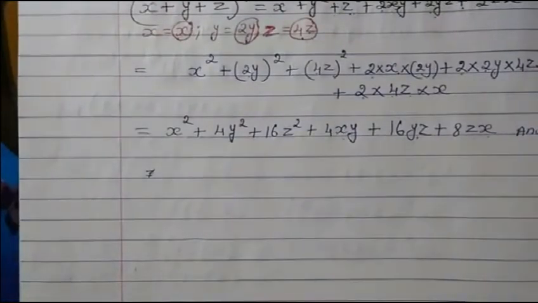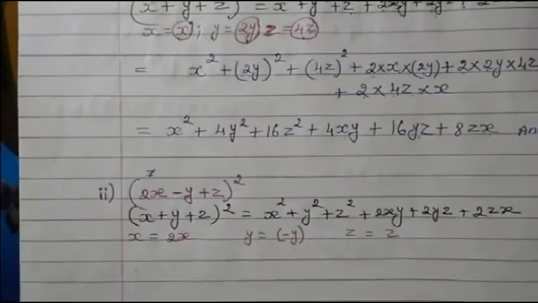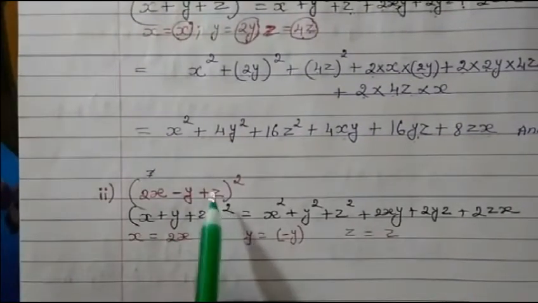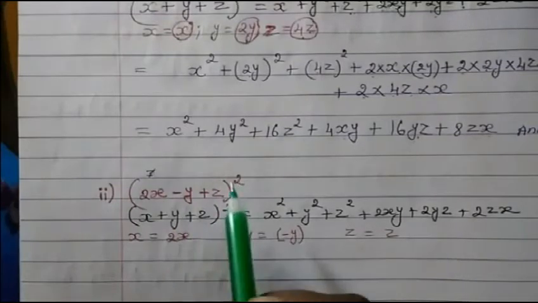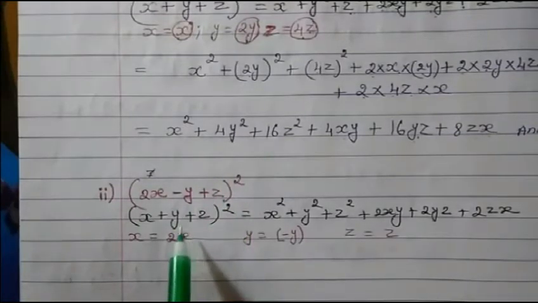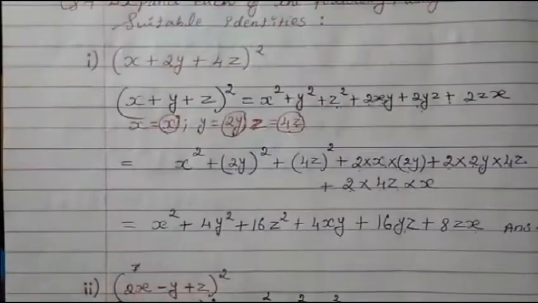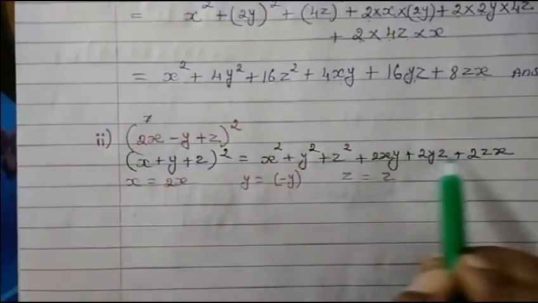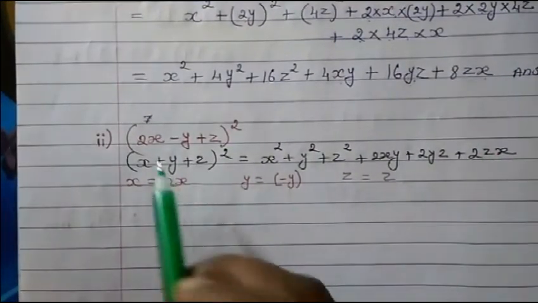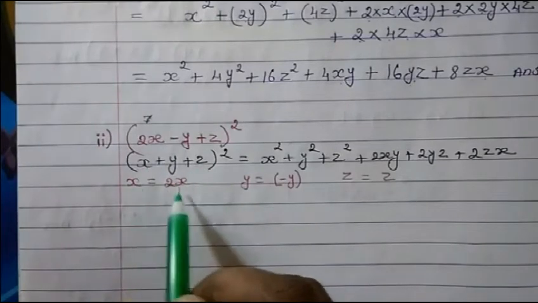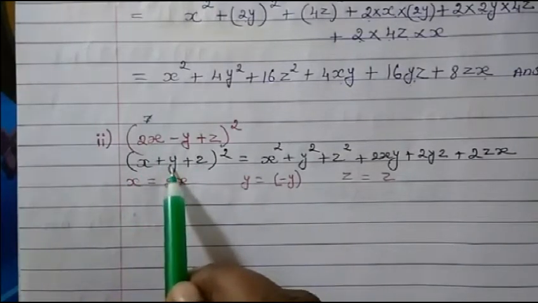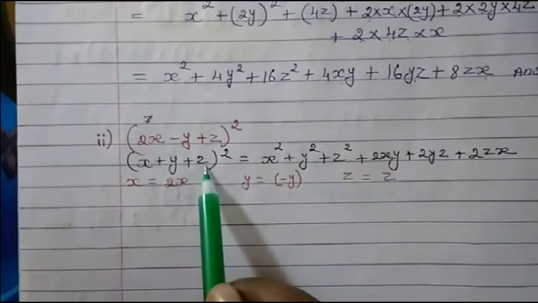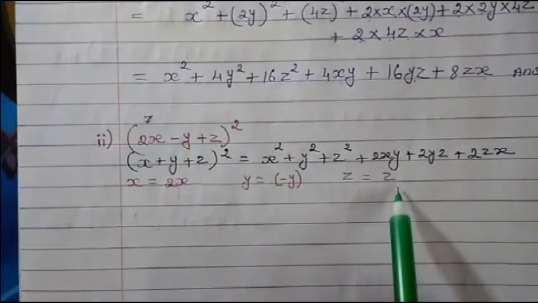So now let's go for the second one. See the second one. Second also you have (x, y, z) whole square. So this also suits this identity only, the same identity that we have used here. In fact, this sum has all the identities same. So same way we have to write down the value of x, y, z. In the place of x we have 2x. In the place of y we have minus y. In the place of z we have z. So that's what I have written here.